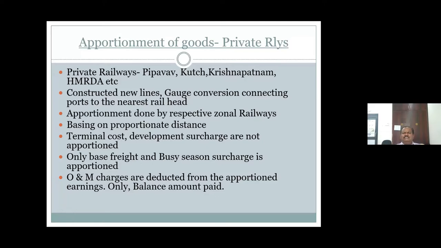So the opportunity is given to them: once they get back their amount under the DCF technique, with an interest rate of 14 or 10%, that is, once they get back the initial investment, they will leave the railways, handing it over to the railways. So the respective zonal railways are doing the apportionment for this.